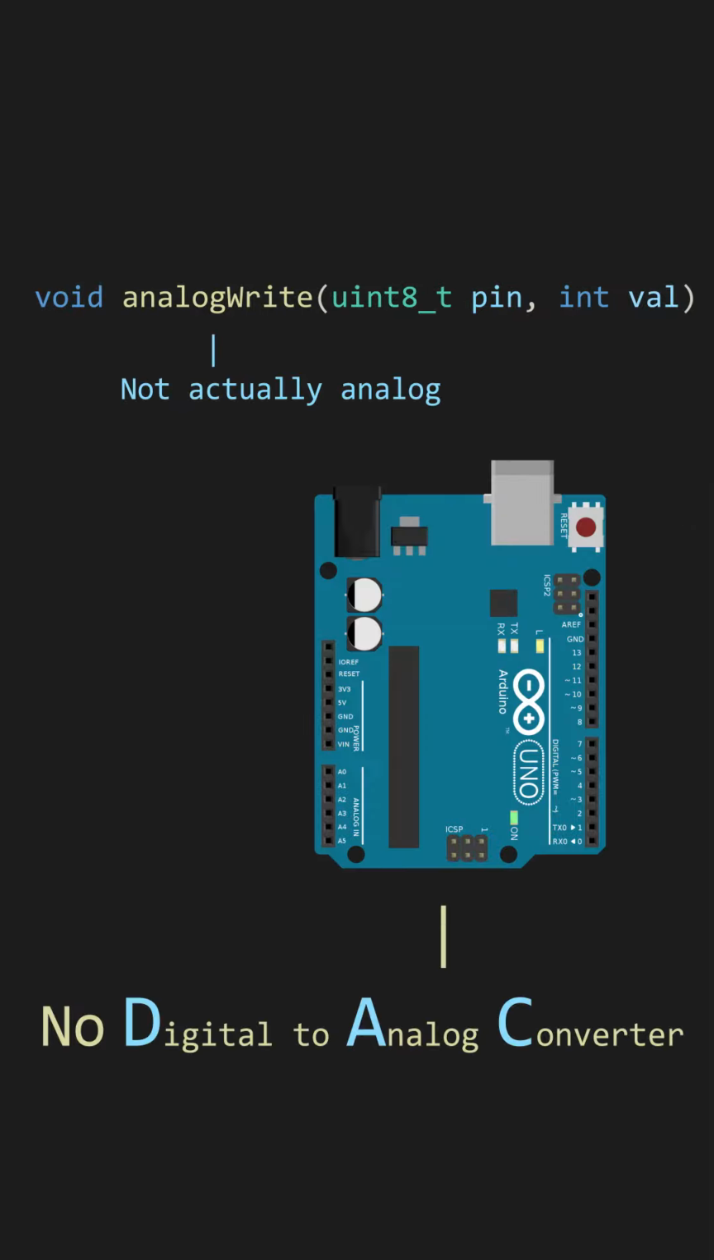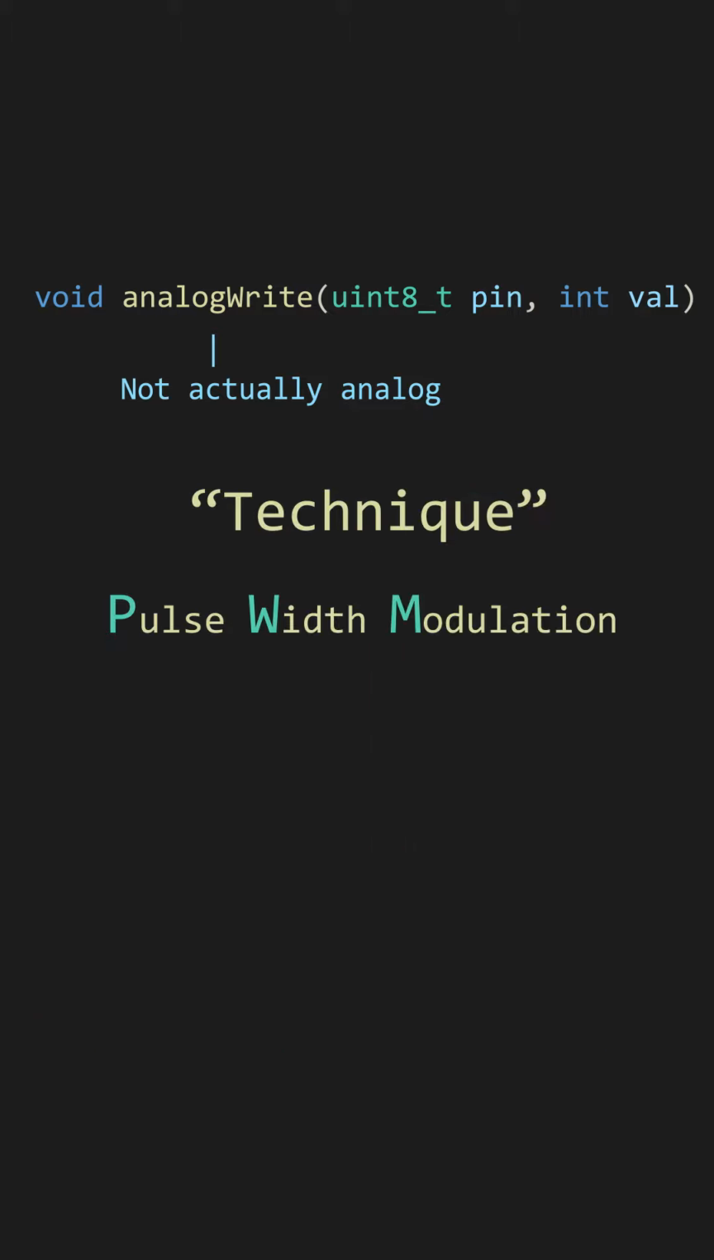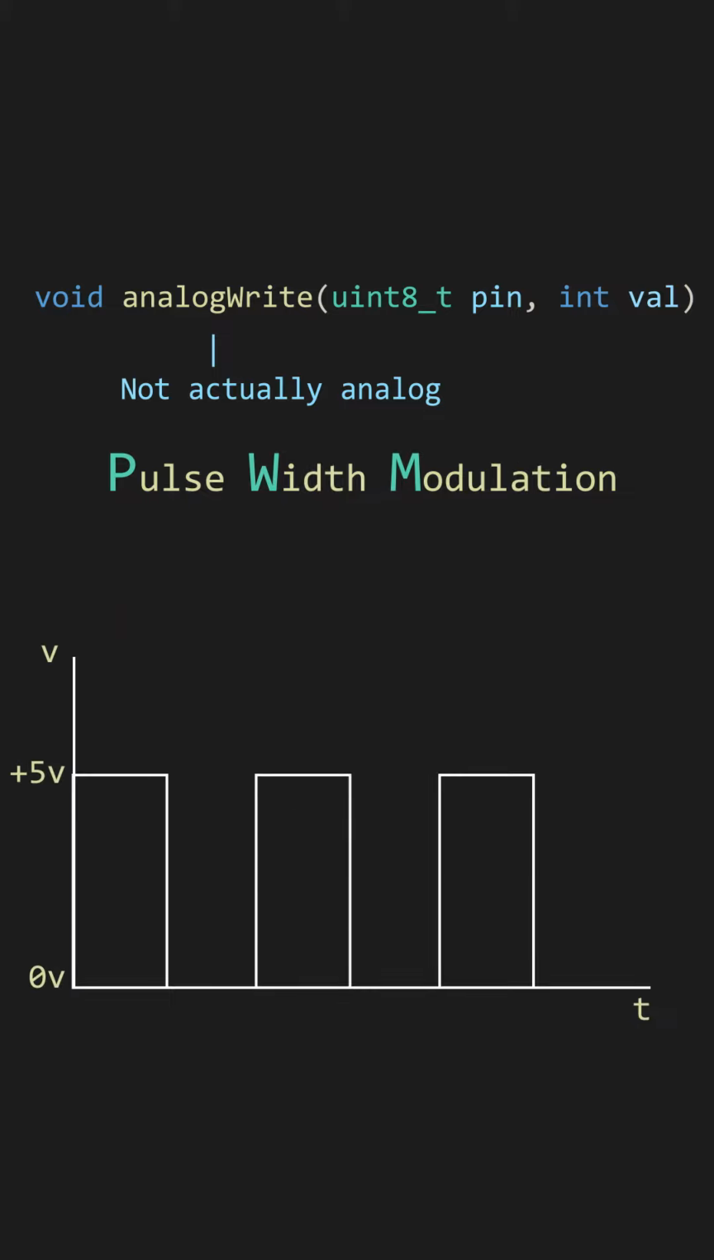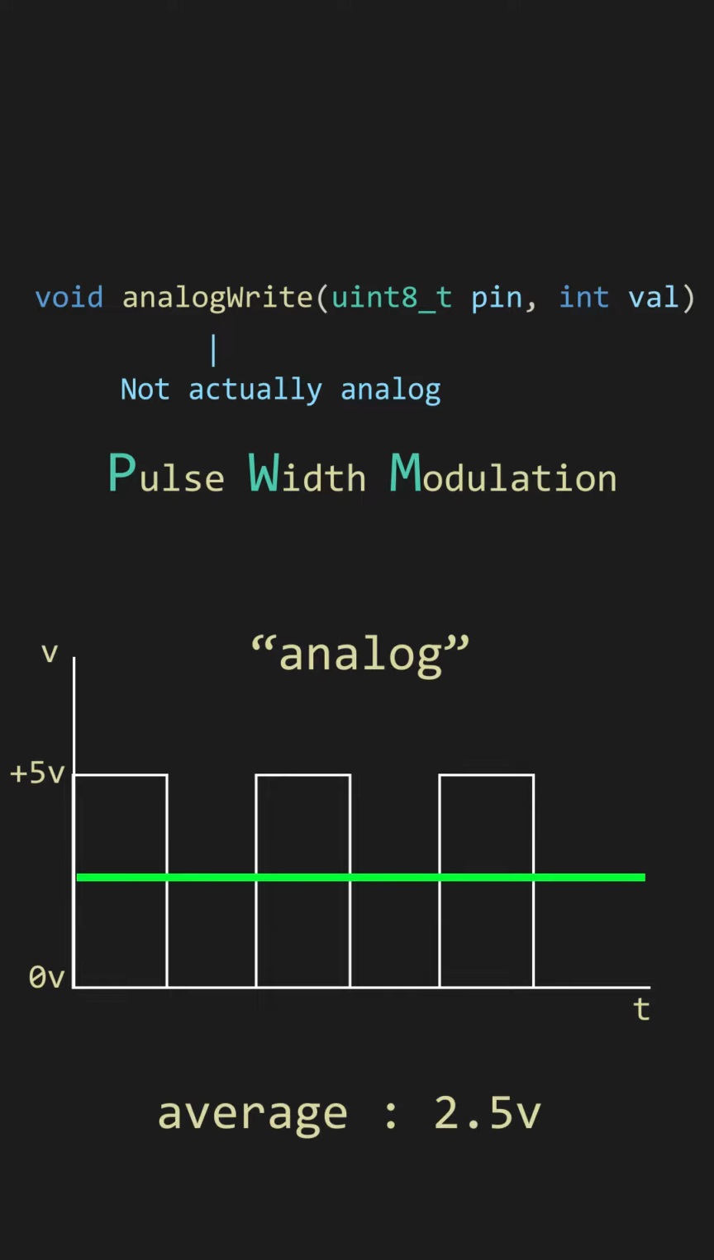This is because the Arduino Uno doesn't have a digital to analog converter, but rather it uses a technique called pulse width modulation to represent the analog voltage. PWM is basically a fancy way to say switching periodically between high and low. The analog value here is the average of the on time to the total period.